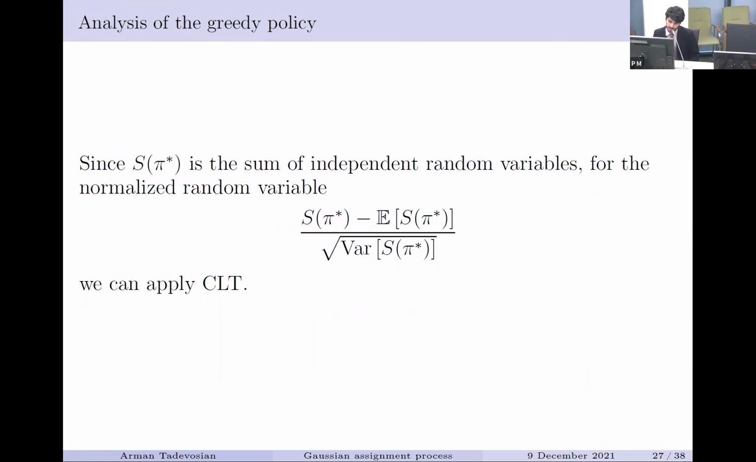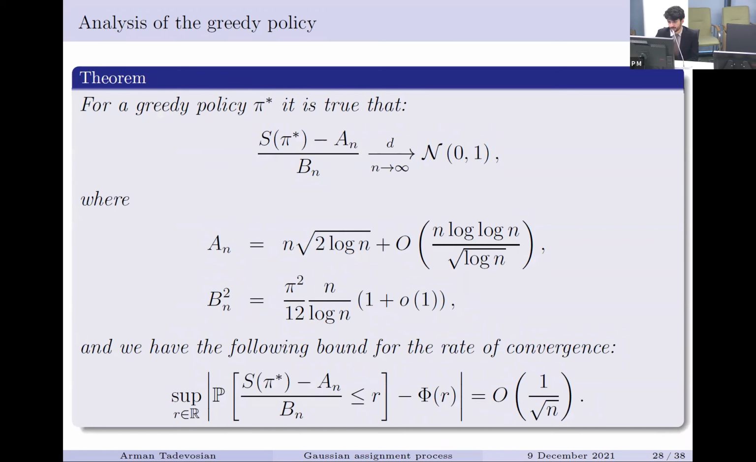Also notice that S of pi star is actually a sum of independent random variables. So we can normalize it by subtracting its mean and dividing by its standard deviation, and thus apply the central limit theorem to get the properties of its convergence. If we subtract a_n from S of pi star and divide by b_n, then it converges in distribution to the standard normal distribution, where we can write down the asymptotics of its mean and variance.